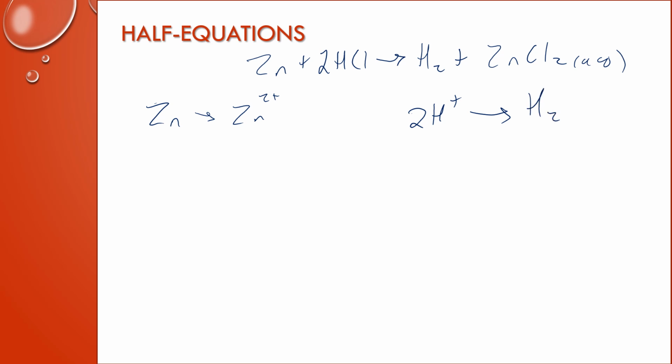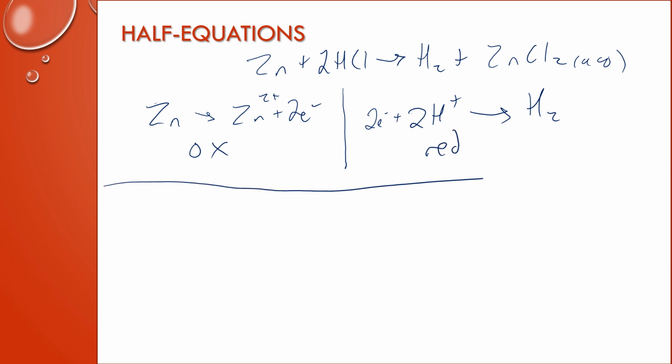You also need to keep track of electrons. There are 2 electrons being lost from the zinc because that's oxidation, and there are 2 electrons being gained by the hydrogen because it's being reduced. So these are called half reactions. They have to show the electrons involved. This is the oxidation half reaction, and this is the reduction half reaction.